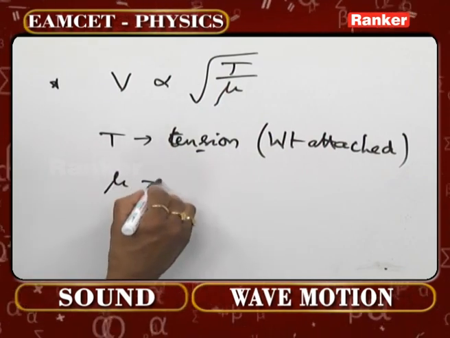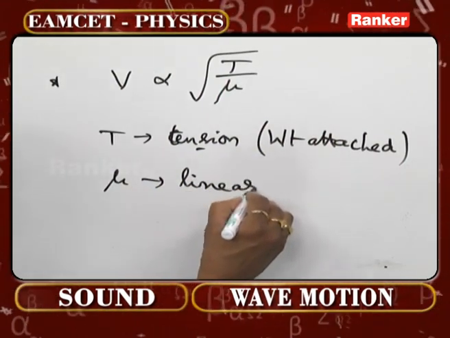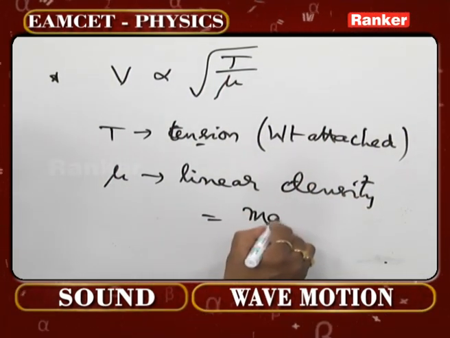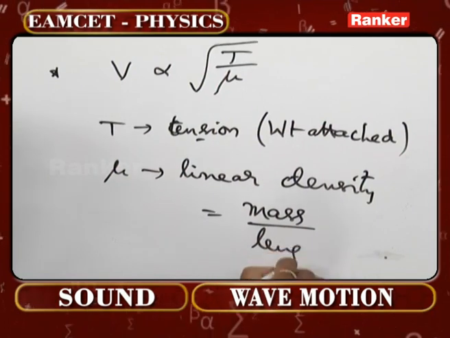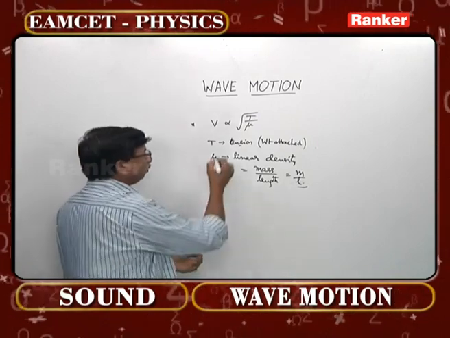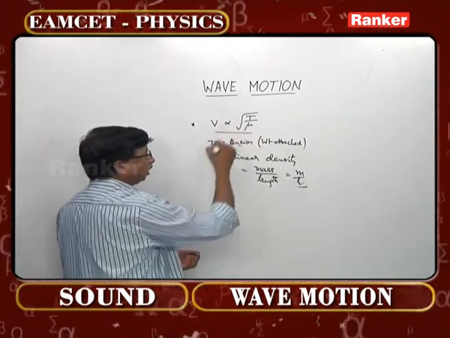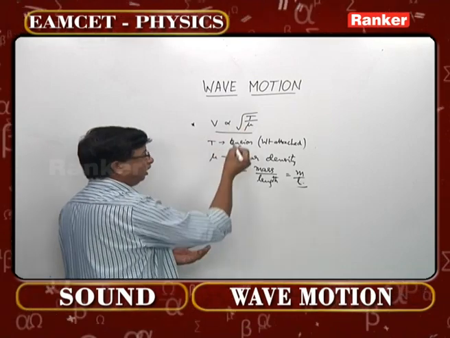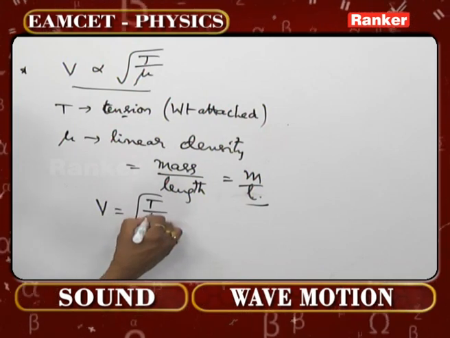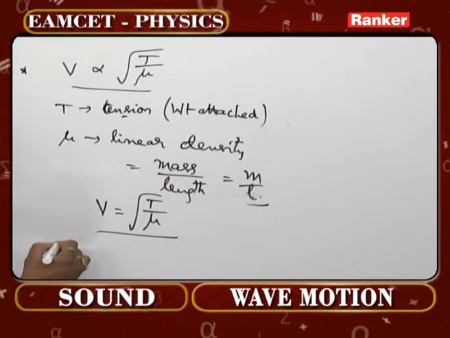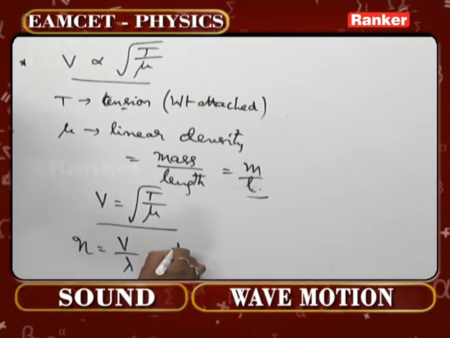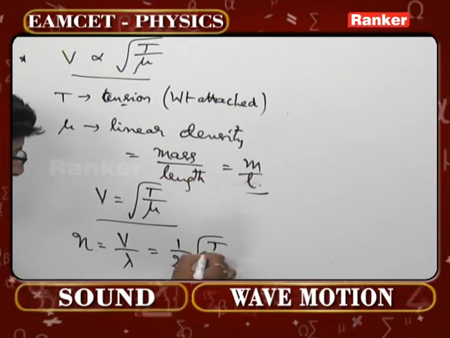And what is this mu to be called? It should be called linear density. Remember this wording. Linear density is nothing other than mass per unit length, m by L. So velocity is directly proportional to root of T by mu. If I take the proportionality constant as 1, we can write V is equal to under root T by mu. Then what will be the equation for frequency? It is V by lambda, that is, 1 by 2L root of T by mu.